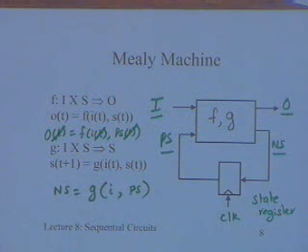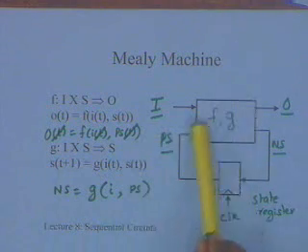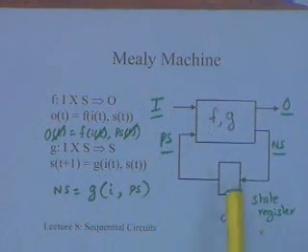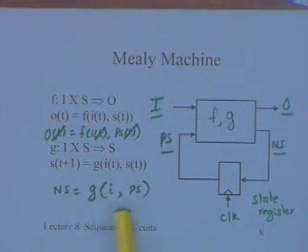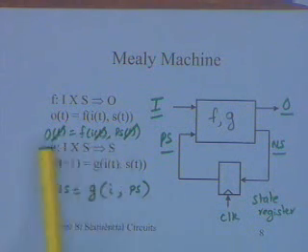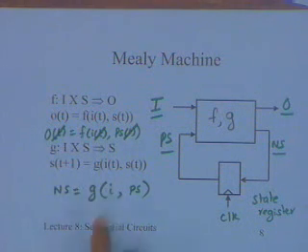So I can reduce this problem of sequential circuit design to a problem of designing this combinational circuit and using a state register, and we will see the type of the state register. So once I have this relationship, and these relationships are easy to extract from the diagrams that we drew.